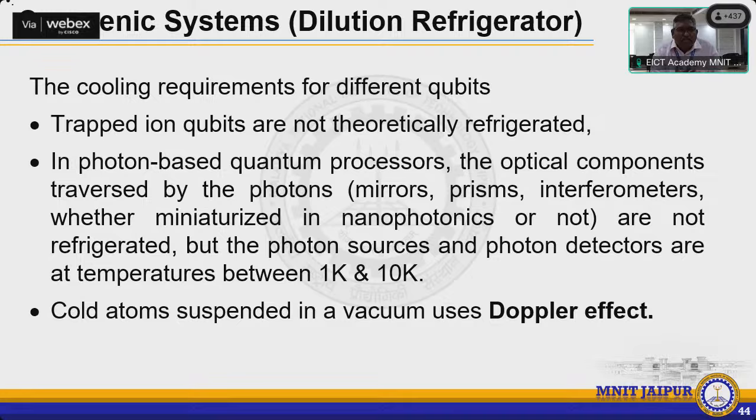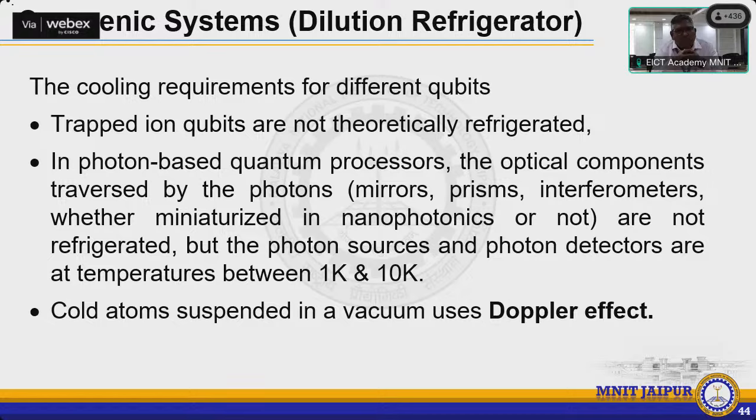So there's a difference in the requirements of cryogenic systems, as I already mentioned. Trapped ion qubits are not theoretically refrigerated, though they also try to be kept in a refrigerator, because actually it doesn't need that low temperature, right? It can be operated at room temperature. What is required is vacuum, so you don't need a dilution refrigerator. In photon-based quantum computers, the optical components traversed by the photons are mirrors, prisms, interferometers. We studied some of those optics concepts. So they are not refrigerated. But the photon sources and the photodetectors are at temperatures between 1 Kelvin and 10 Kelvin, and hence they are refrigerated, right? So not millikelvins, please note.